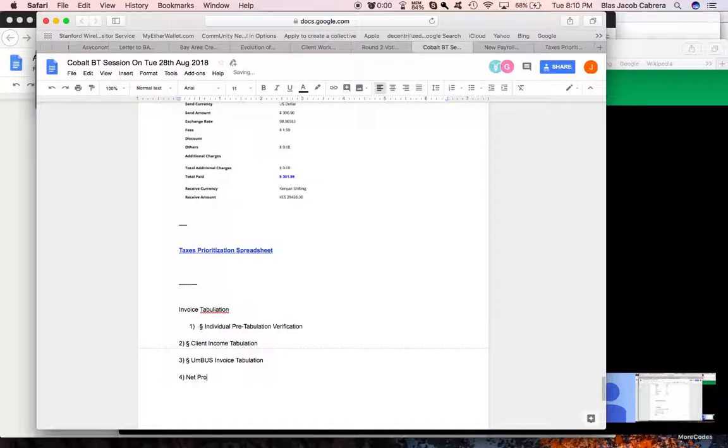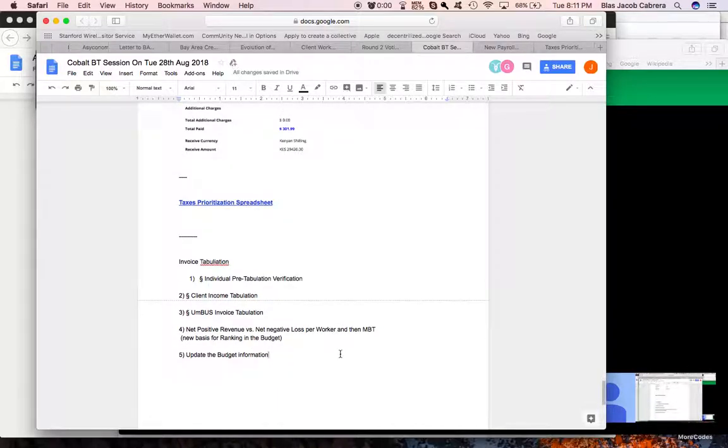net profit, no, not net positive revenue versus net negative loss per worker, and then main body team. And this is going to be the new basis for ranking in the budget. And then 5, we update the budget information. Okay? So that's basically the process here for the tabulation.